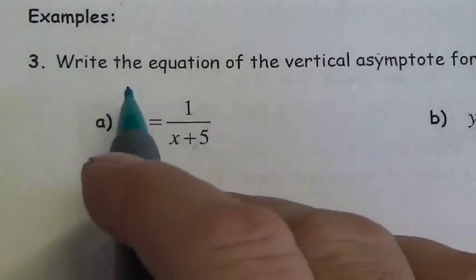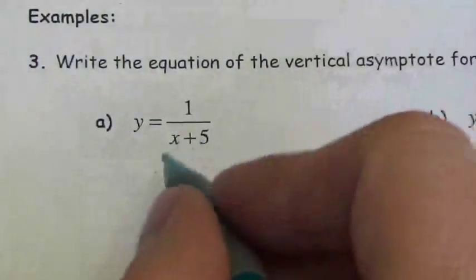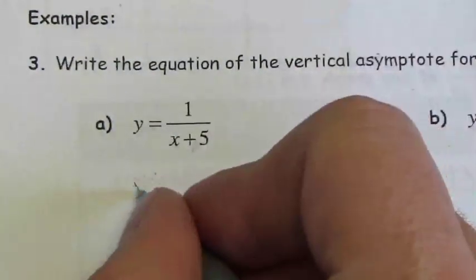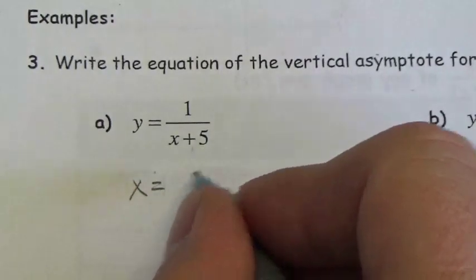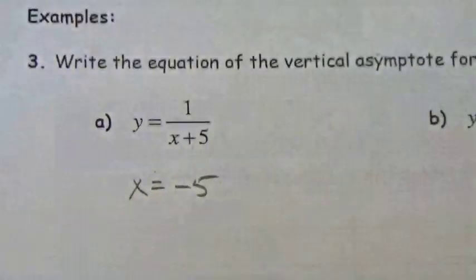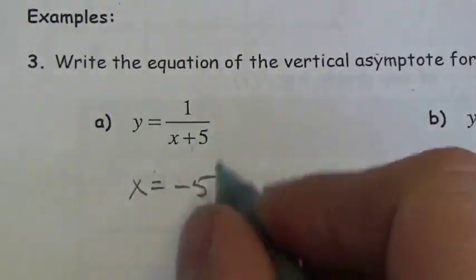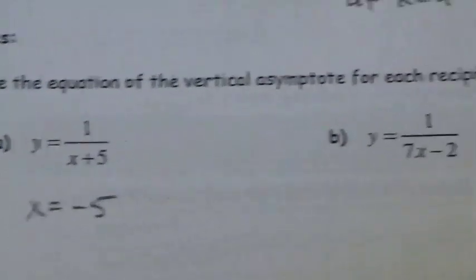All right, so this question asks us to write the equation of the vertical asymptote for each reciprocal function. Okay, so here it's where these things are going to be undefined. And in this case here, when x is equal to -5, okay, that's where the function's undefined. So that's the vertical asymptote. That's that vertical line that this graph approaches.